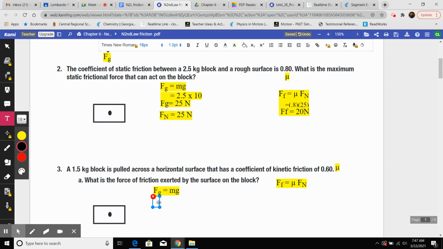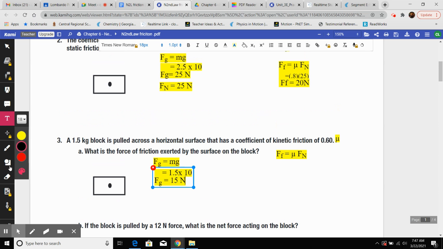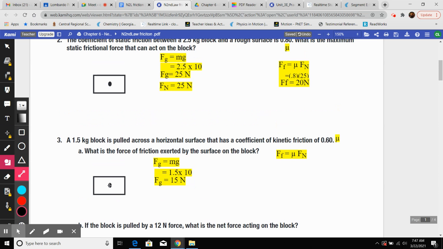Create a second text box. So the object's mass was 1.5, times it by 10, and that is going to give me an F sub g. My weight is equal to 15 newtons. So if my weight is 15 newtons, guys, what about the normal force?